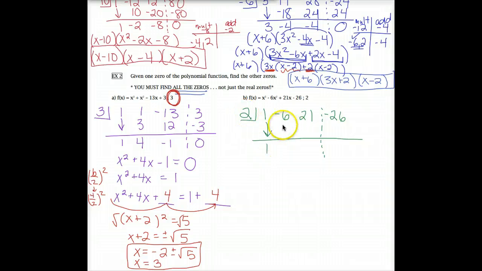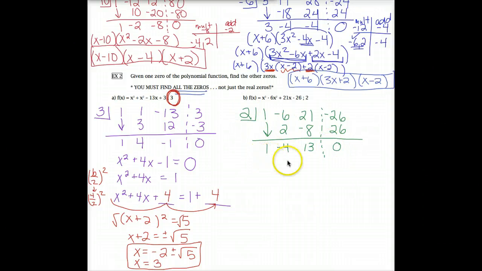So box times bottom is 2. Add the column gives me negative 4. Box times bottom again gives me negative 8. 21 plus negative 8 is 13 when I add the column. And then box times bottom again, positive 26, and then 0. Again, they're telling you this is a 0, so if you don't get remainder 0 in that first synthetic division, that means you've done something wrong.